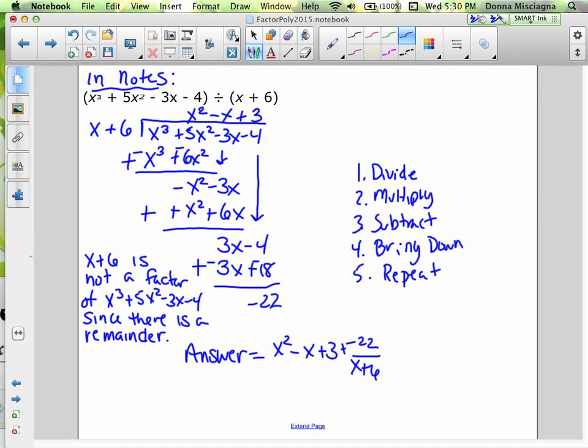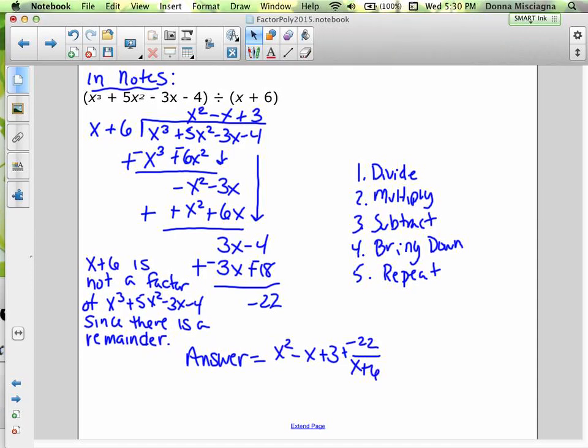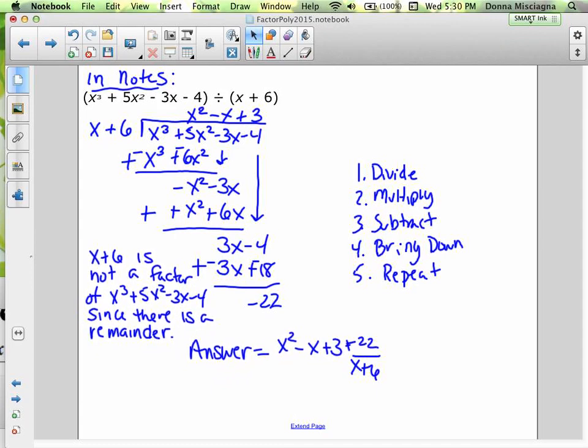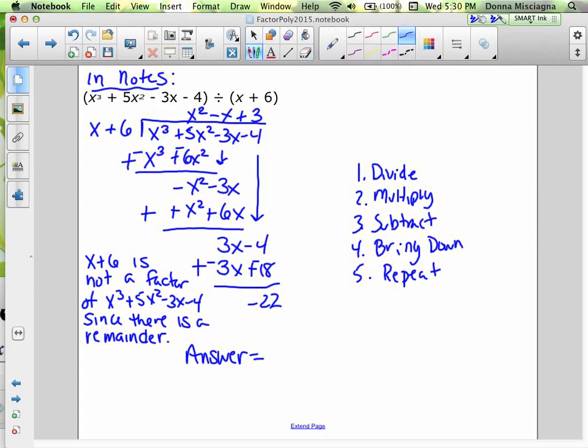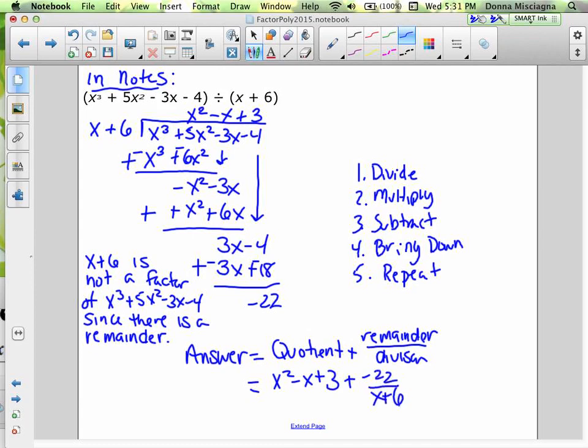Actually, let me write that in. I had this in earlier, so I just want to make sure. That's okay, so don't write this yet. Let's write our rule here first, so you have that somewhere in your notes. So your answer is your quotient plus the remainder over the divisor. And so for this problem, our answer would be x squared minus x plus 3 plus negative 22 over x plus 6, because that's our divisor.